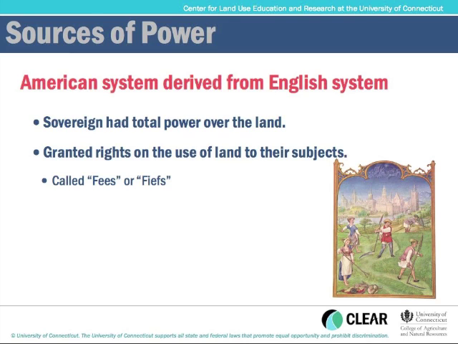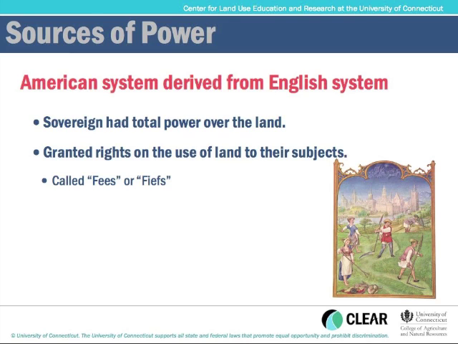The American system of land use is derived primarily from the English system, and the English system developed over hundreds and hundreds of years, millennia in fact. In the English system, particularly in the medieval periods, the sovereign, so the king or queen, basically had total power over the land. It was essentially the sovereign's land to do with as they wished.